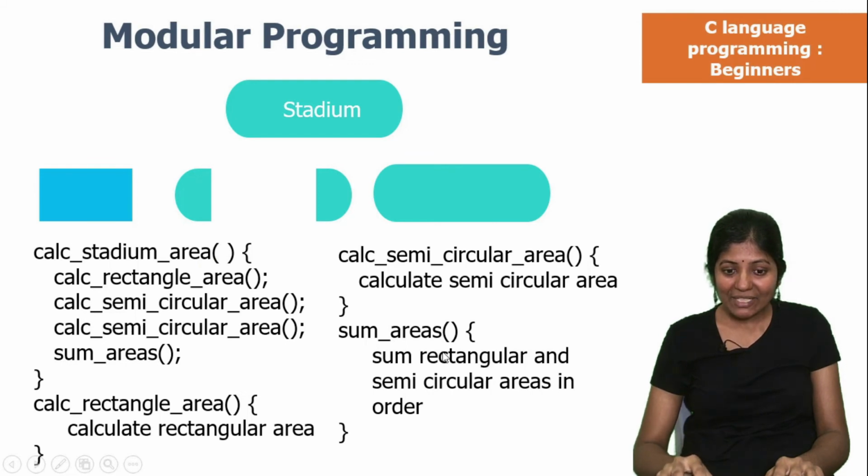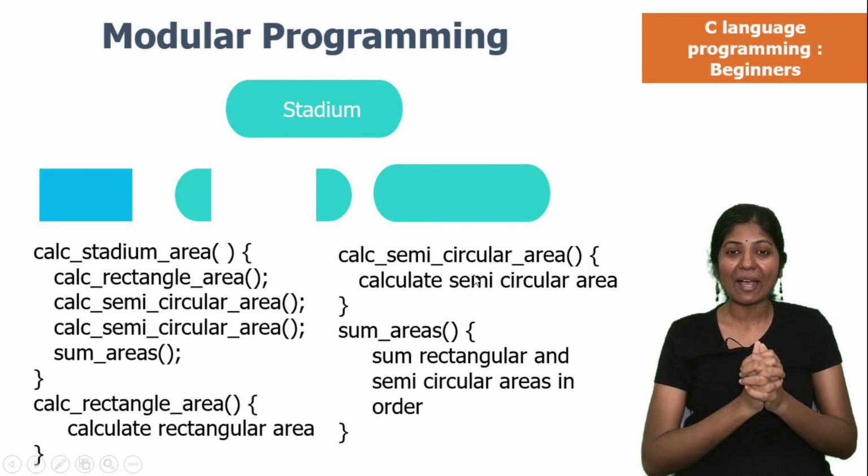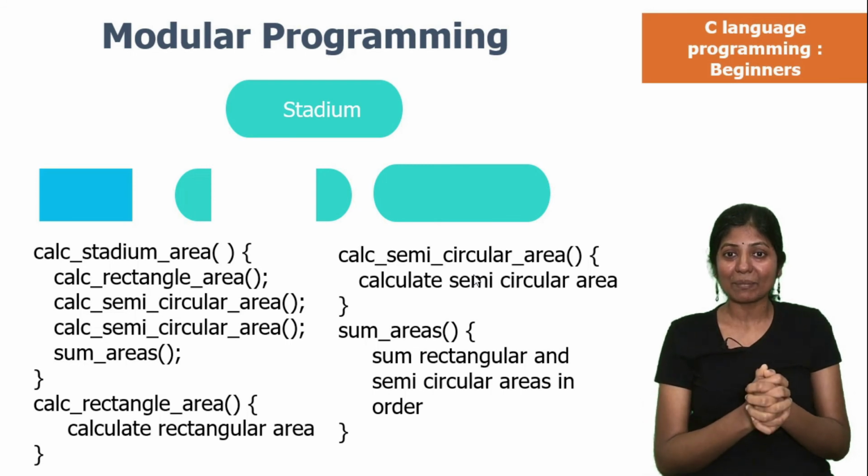Do you observe here? I am using these functions in this function. First, we are using this calculating rectangular area function. After that, I am using this calculating semicircular area function. If you notice, I am using this calculating semicircular area function 2 times because we have 2 semicircular portions here. After that, I use the sum areas function which will add all these areas together. This is how modular programming works in C using the concept of functions.